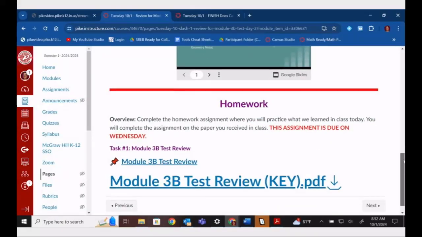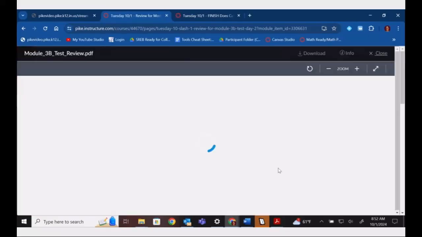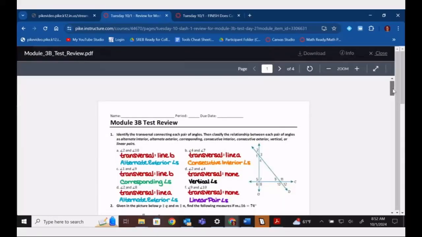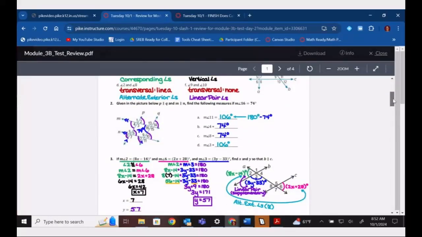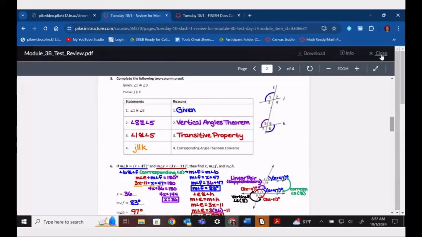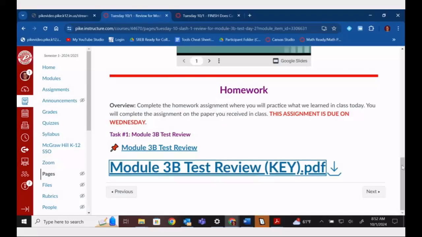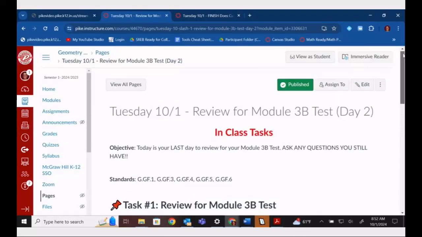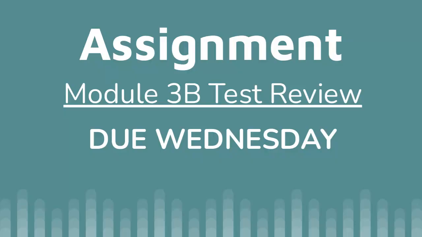And at the very bottom of the page is the test review answer key, where I have all of my worked out solutions for every single problem there. So you guys can get in and check your work. I will be collecting the test review for a completion grade tomorrow. You need to get that finished up and turned in.